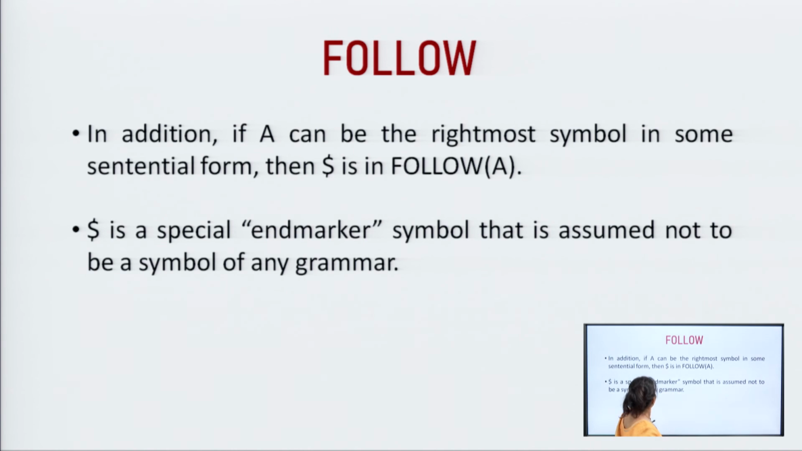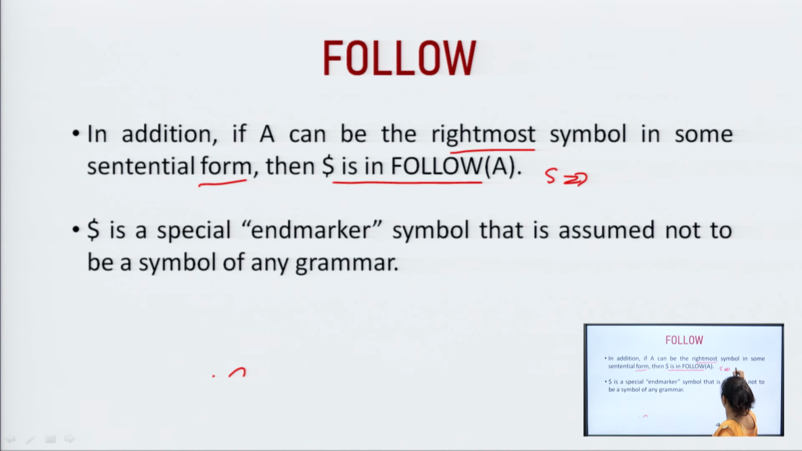Another point, in addition: if A can be the rightmost symbol in some sentential form, then dollar is in follow of A. So it is quite possible that we get a sentential form like alpha, beta and capital A, where A is at the rightmost position. In that case we will add dollar in follow of A. What is dollar? Dollar is a special marker symbol that is assumed not to be a symbol of any grammar. So it will not be treated as a terminal or non-terminal in the grammar.